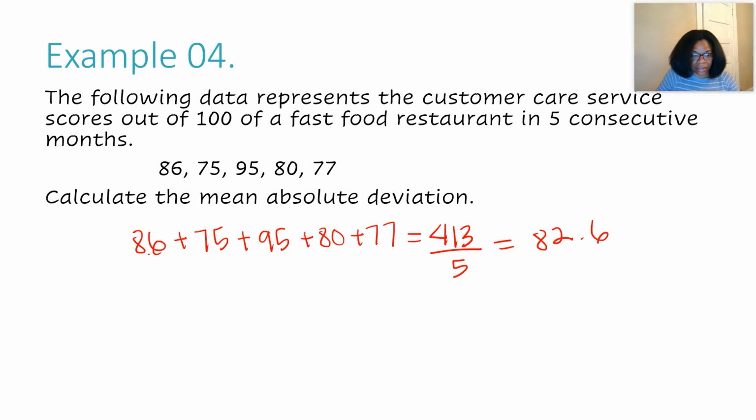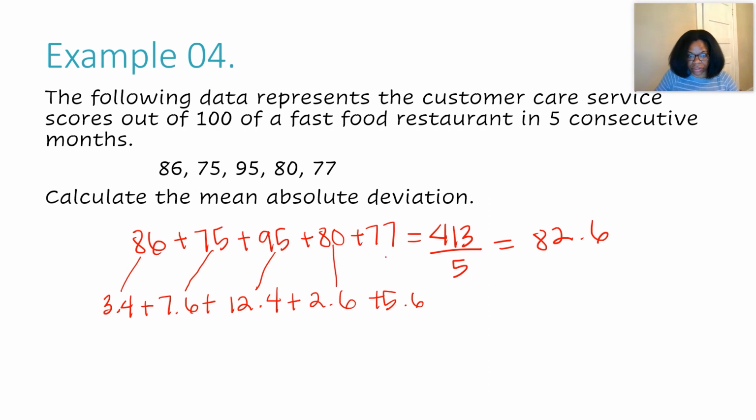Now, I'm going to take this number and calculate my distance, or difference, or deviation in relationship to each data point. So for 86, that would become 3.4. And then I'm going to add it to 7.6. And then I'm going to add that to 12.4. And add that to 2.6. And then add that to 5.6. And again, all of these are in reference to the data points. 3.4 is how many spaces 86 is away from 82.6. 7.6 is how many spaces away 75 is from 82.6. 95 is 12.4. 80 is 2.6. And 77 is 5.6. Okay.